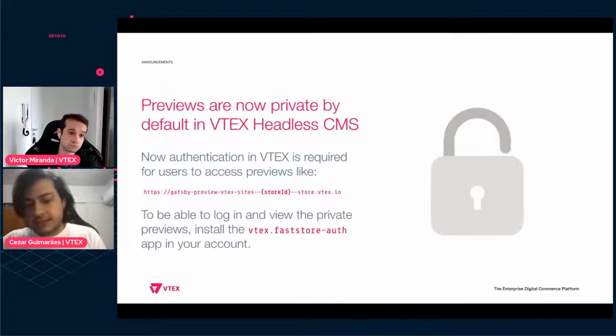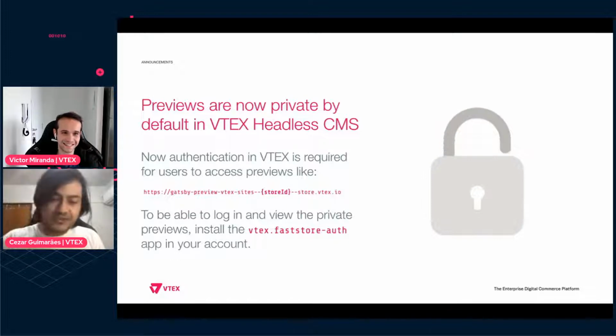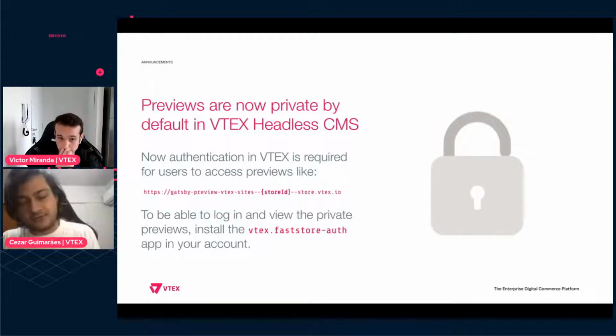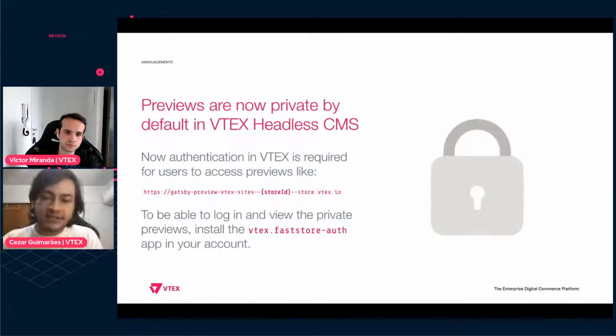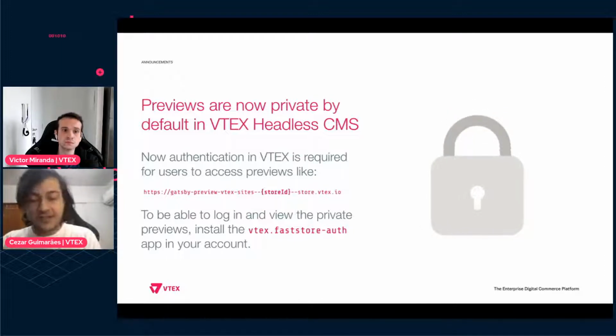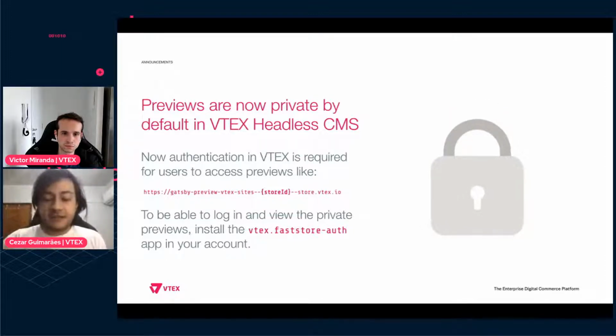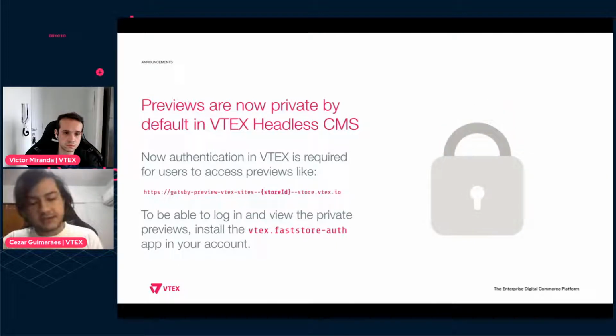You will need to do one thing for your preview to work with this feature, and that is to install the vtex.faststore/auth app in the account that backs that store. If you need to disable this feature, there is a line you can add to your vtex.env file: USE_CMS_PREVIEW in all caps equals false, and that will disable the privateness of your CMS deploy preview. In this case, you do not need to install the app.